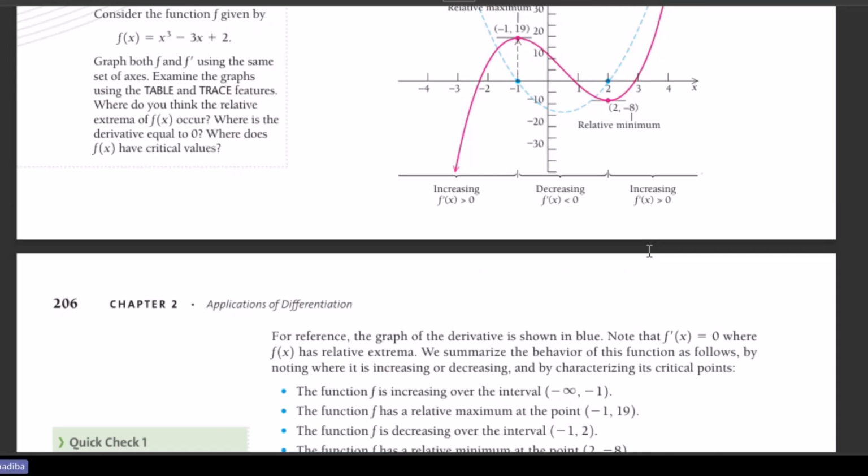Is it clear? Is it making sense? Yes, sir. Yes. Okay.